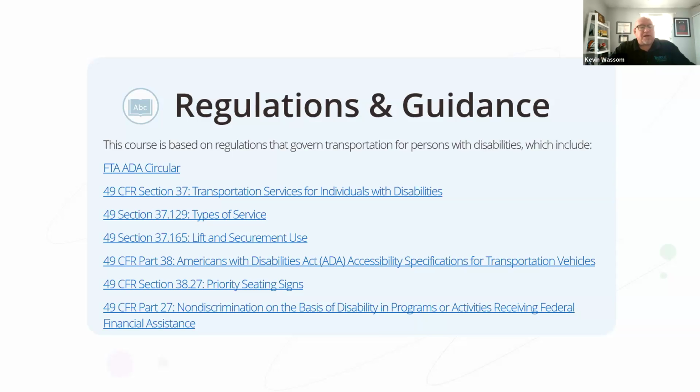And then part 27 deals with non-discrimination on the basis of disability. So it's kind of like the ADA's version of the Title VI regulations. It's all incorporated to say, these are the rights of an ADA passenger. These are the things you must comply with. And these are some of the things that you don't have to do in a given situation. So it gives some clarity about whose responsibilities are on each side, the passenger and the agency.